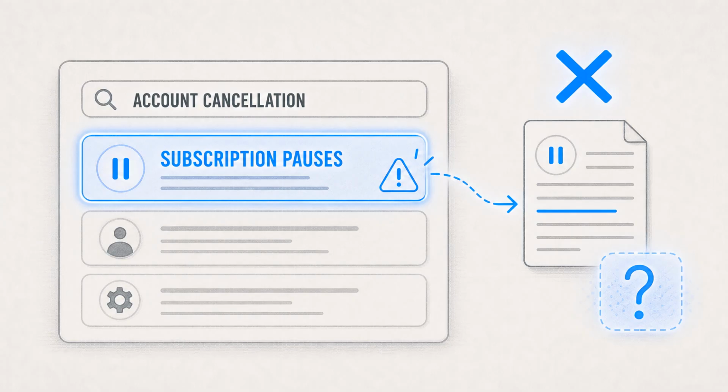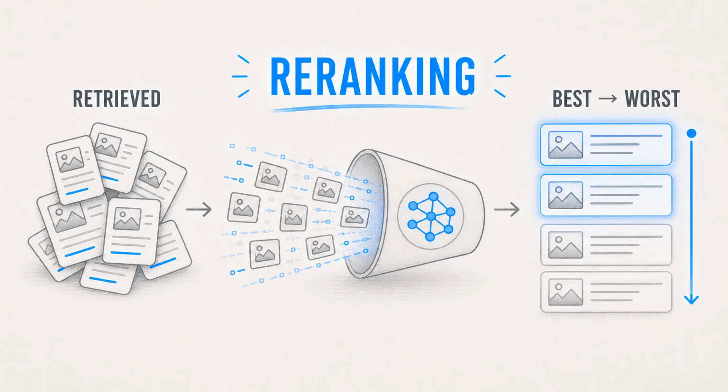The closest matches are often useful, but they are not guaranteed to be correct. Similar language can point to the wrong topic. A question about account cancellation might accidentally retrieve a section about subscription pauses if the wording is close. Many RAG systems add a second filter called reranking. First, the search step gathers possible chunks. Then a more careful model or scoring method reorders them, so the most relevant evidence is more likely to reach the final prompt.